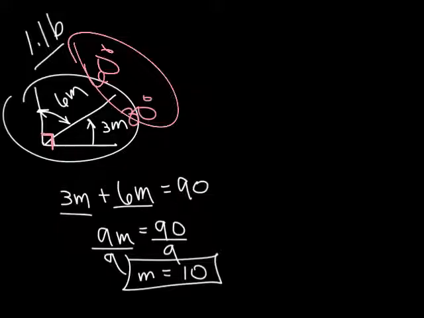So that works. If you look at part B, it's doing the same thing, 4K and 6K. And all you're doing here is adding those up and getting 180 degrees, since that's a straight line.